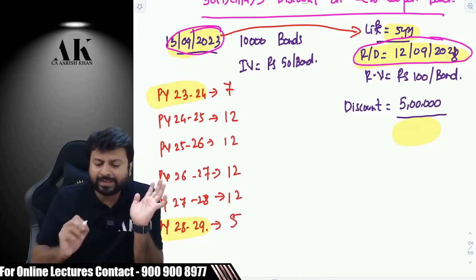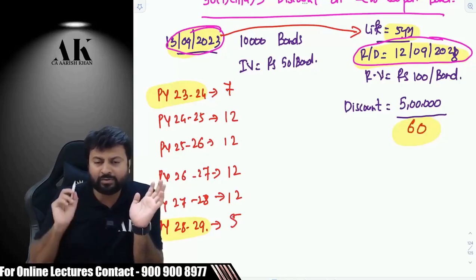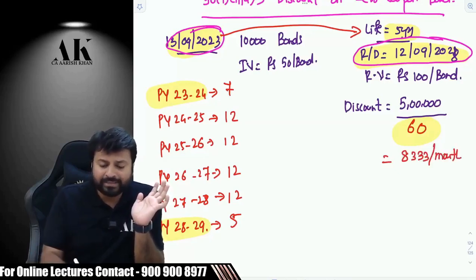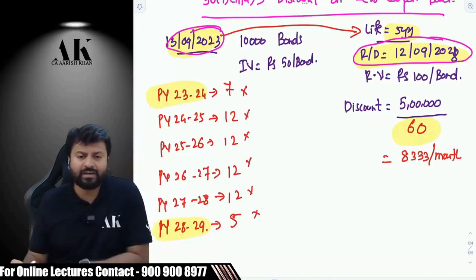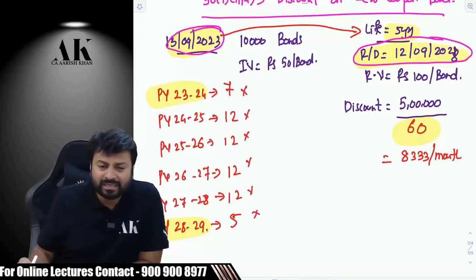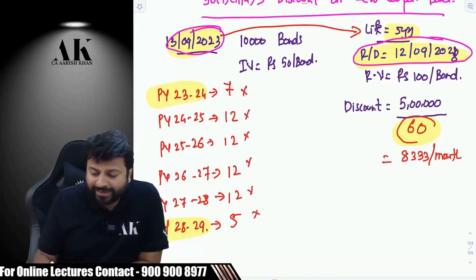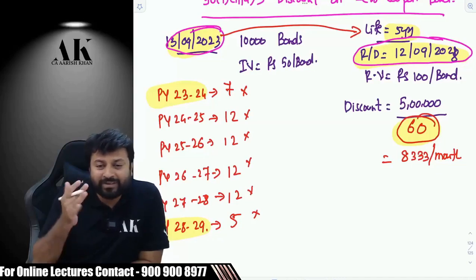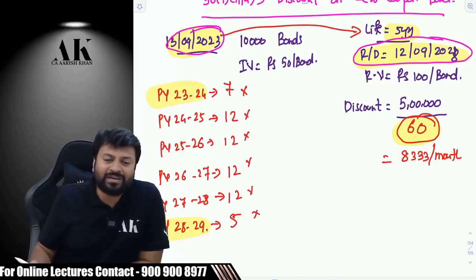If I take the total of all these months, it will come to 60 months. Therefore, if I take the discount, it will come to 8,333 per month. And then I will multiply that with the number of months to get the deduction every year. Are you clear? The point I am trying to say is do not divide this by year. If you divide this by year, then you will never get the correct answer.